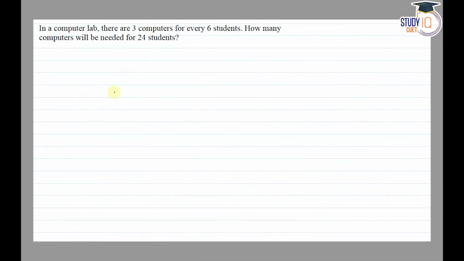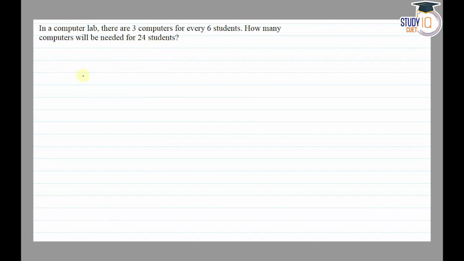Hello everyone, this question appears in class 7th NCERT chapter of Comparing Quantities. This is second question of its exercise 8.1. So the question says that in a computer lab there are 3 computers for every 6 students. How many computers will be needed for 24 students?